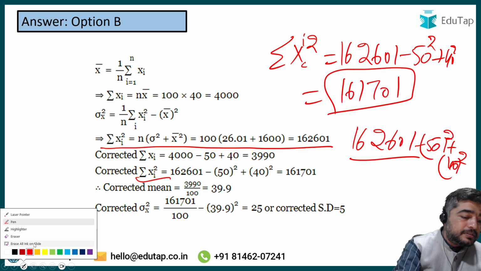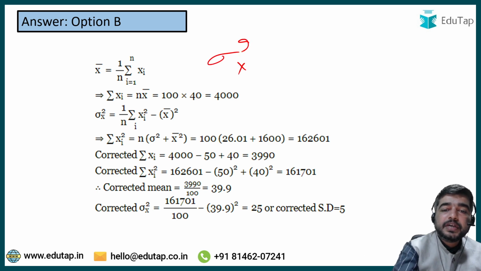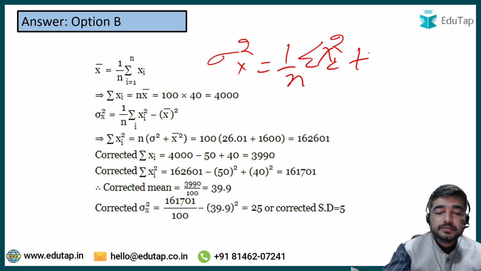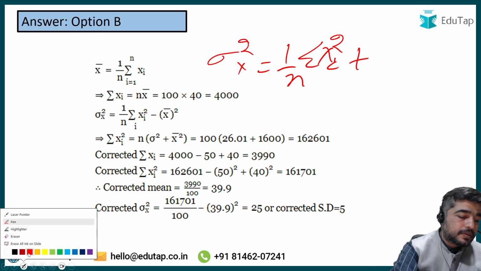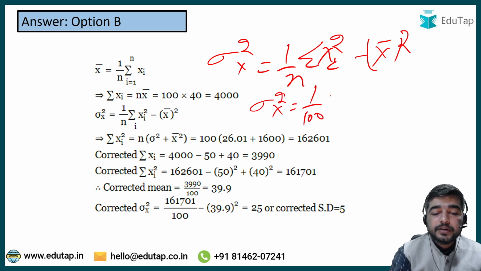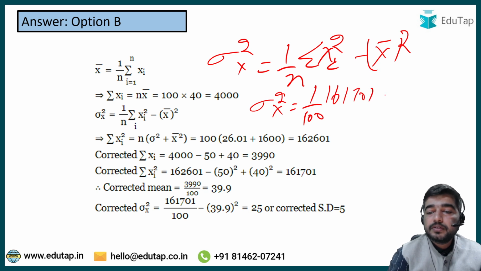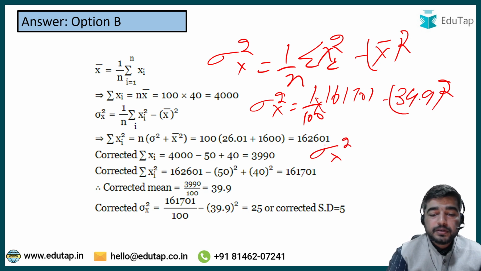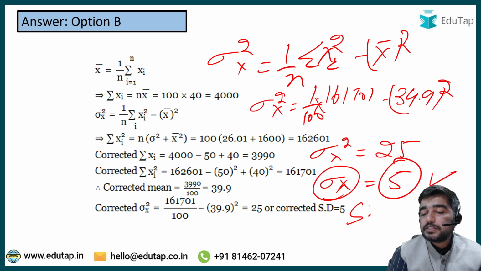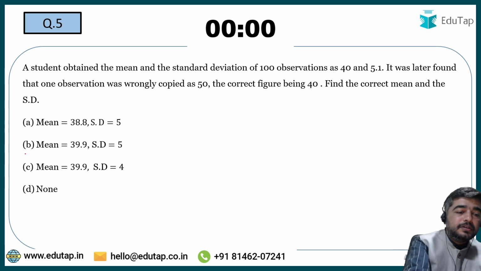the correct standard deviation. So the correct variance sigma square will be the corrected sigma xi square times 1 by n, minus, remember this, the corrected mean square. So you have 1 by 100 into 161701 minus 39.9 whole square. So sigma square is 25 and sigma, your standard deviation, will be 5. So the corrected standard deviation is 5, the corrected mean is 39.9. Fine. So the answer will be B.